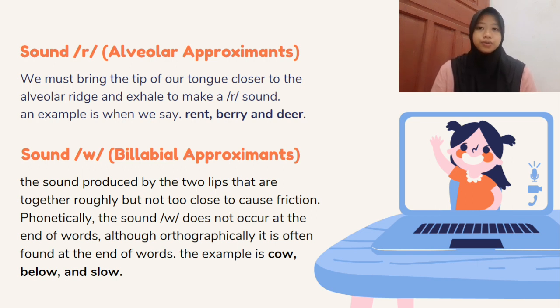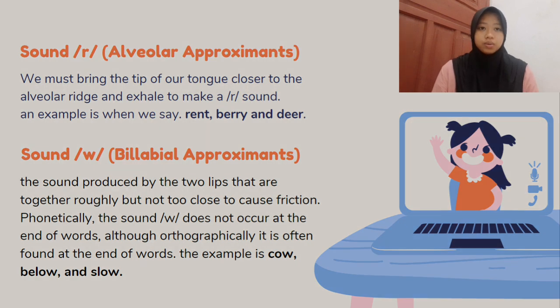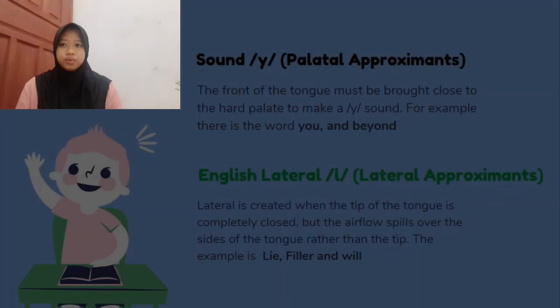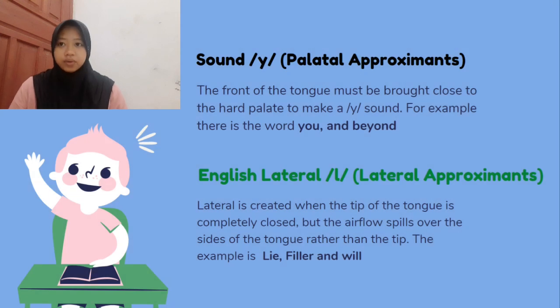The sound is produced by two lips that are together roughly but not too close to cause friction. Phonetically, the sound w does not occur at the end of words, although orthographically it is often found at the end of words, such as in the words cow, blow, low, and slow.